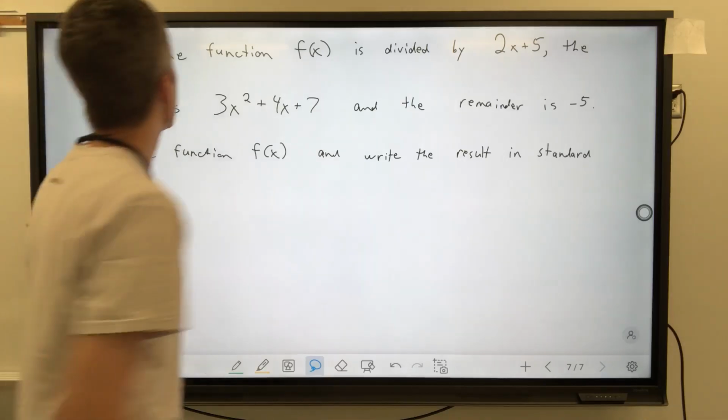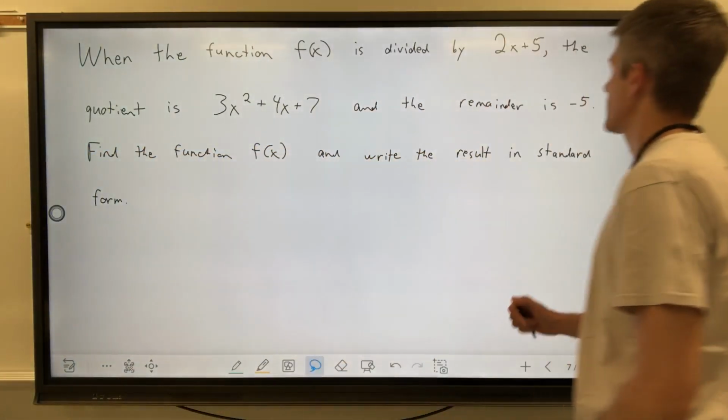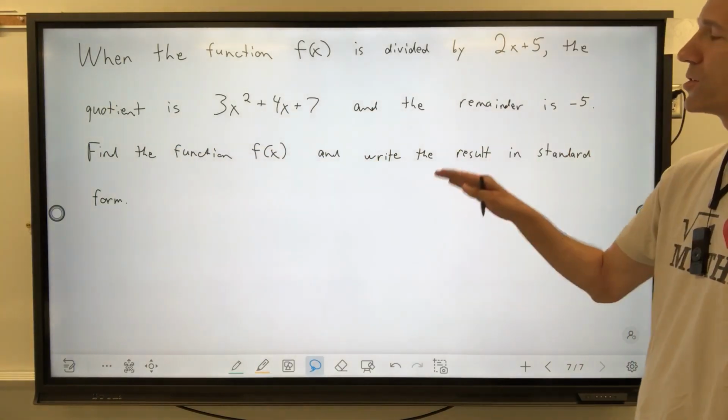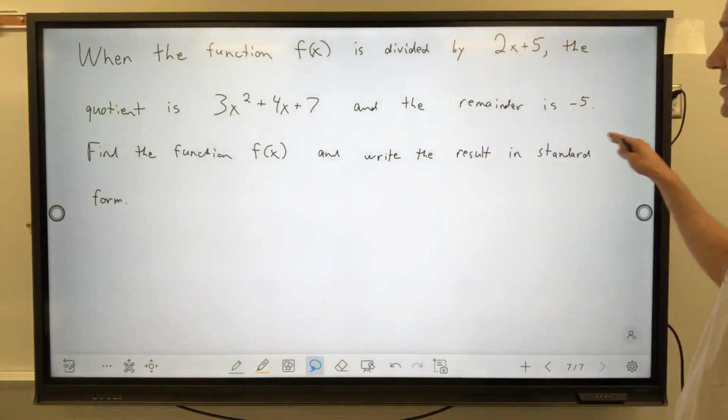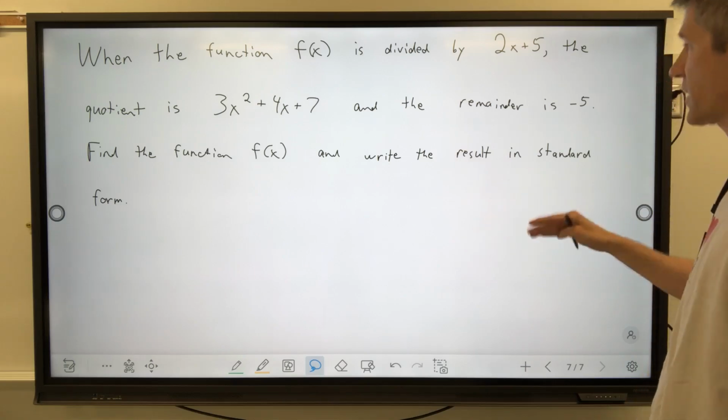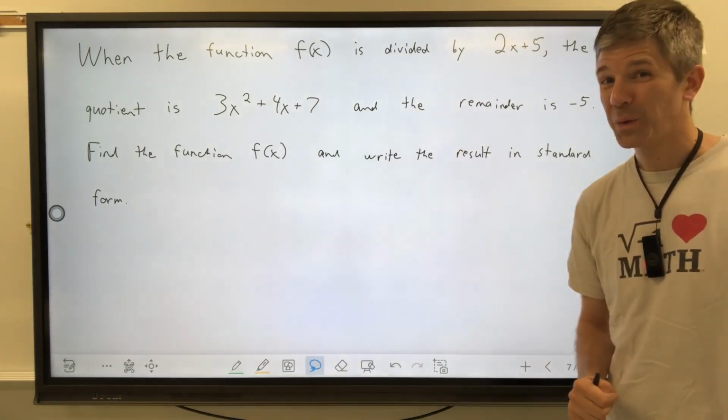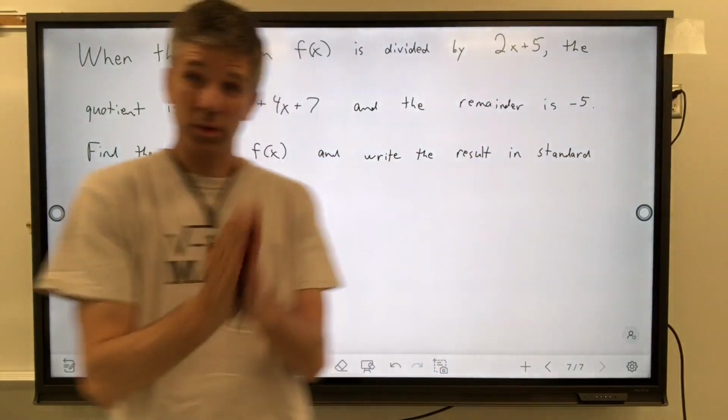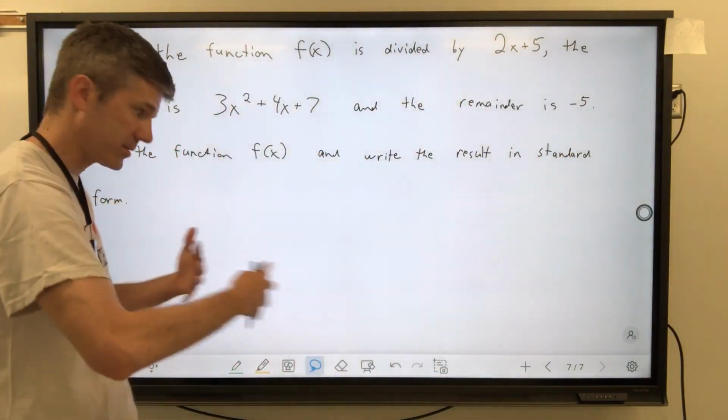We got a doozy. When the function f of x is divided by 2x plus 5, the quotient is 3x squared plus 4x plus 7, and the remainder is negative 5. Find the function, f of x, and write the result in standard form. What in the world? Okay, we're going to take this one step at a time, and we're going to write this out in some logical form.